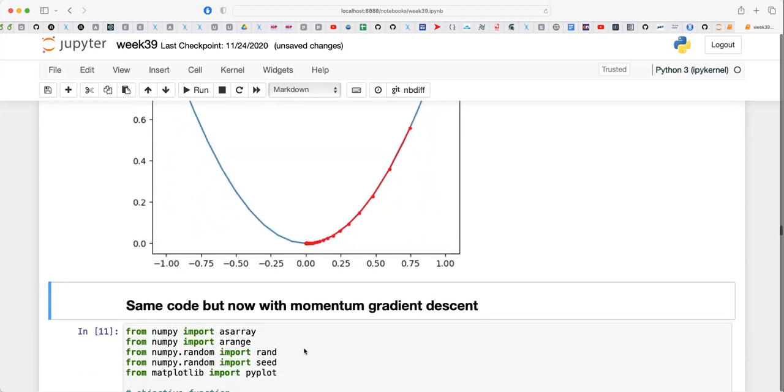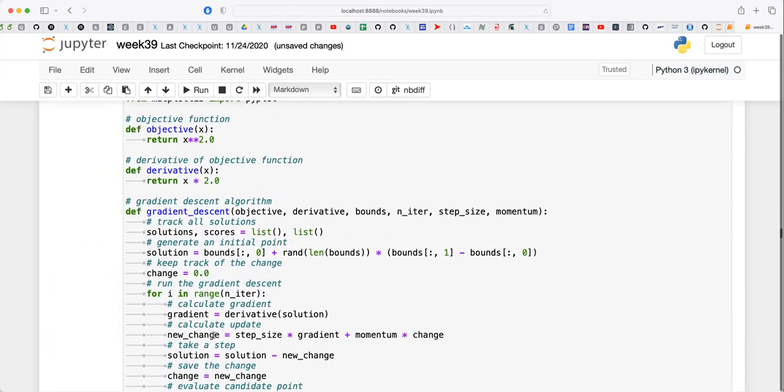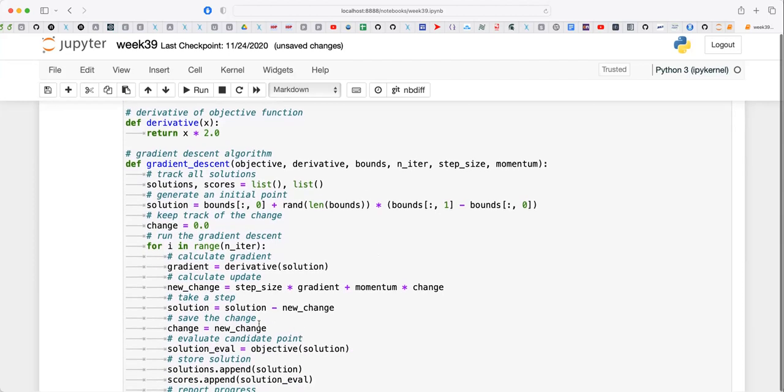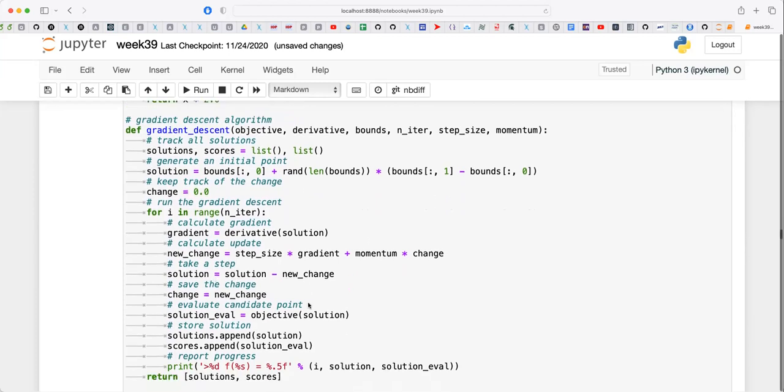Then we can do that with momentum. In that specific case, I calculate the gradient again and I have this new change. I have the step size times the gradient plus this momentum times the change. So the new change, which we called v_i, is given by the previous change multiplied by the momentum, plus the gradient multiplied by the step size. Then the solution is equal to solution minus this new change, as we put in the code there.